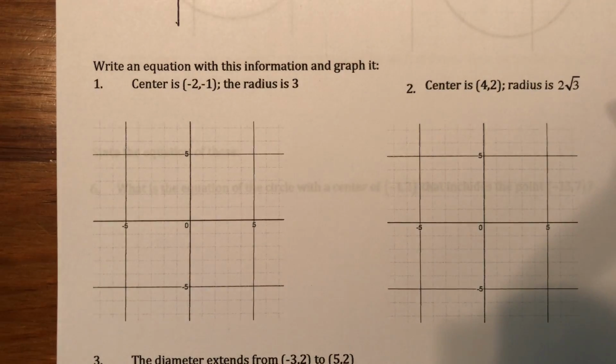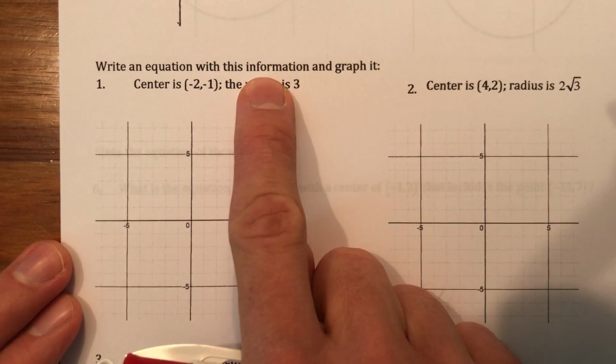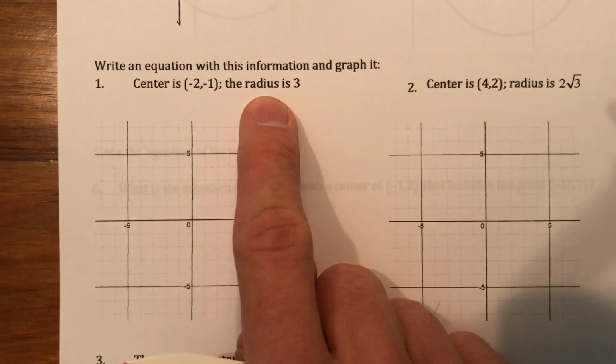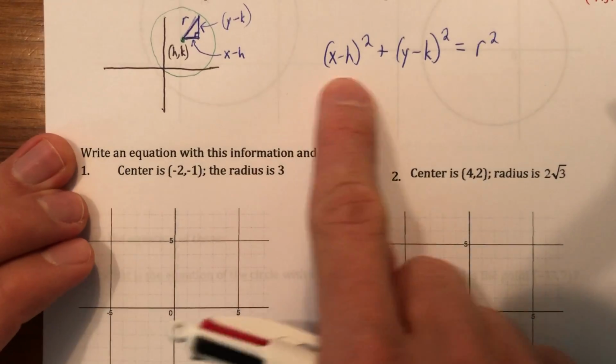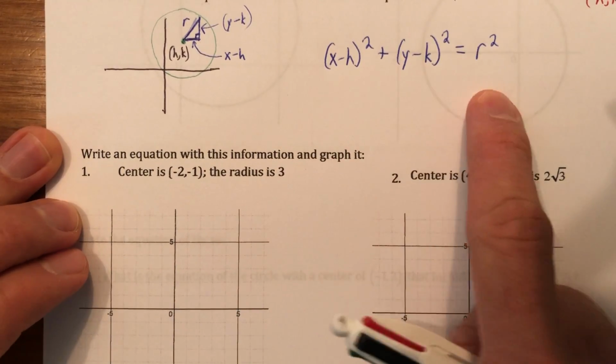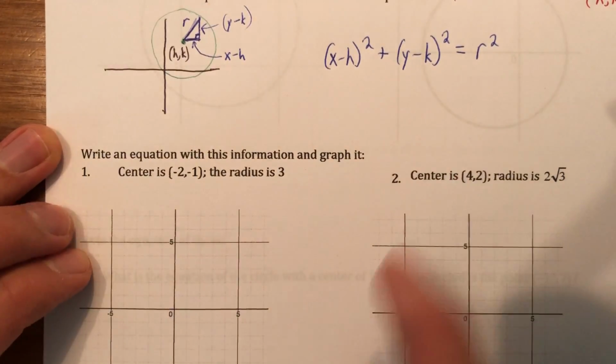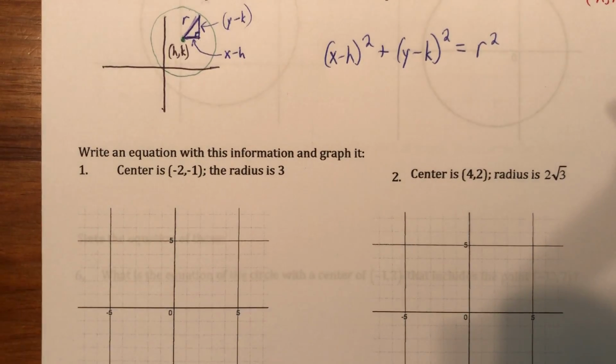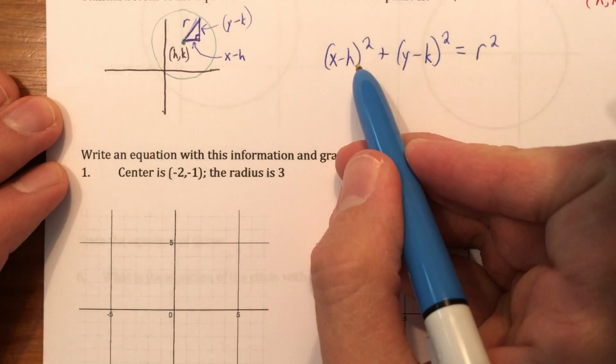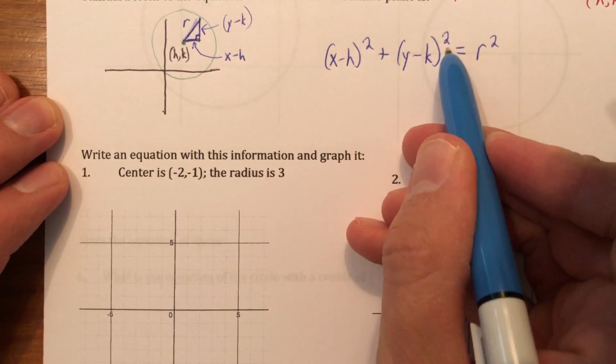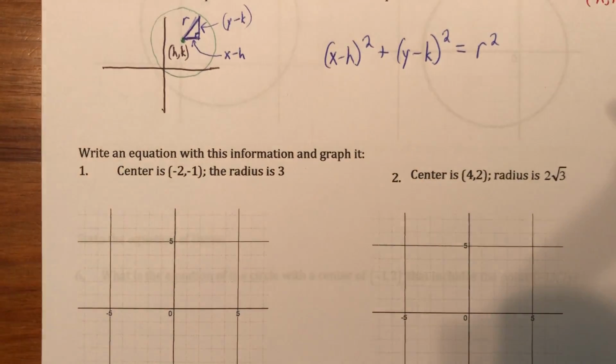So when I have to write an equation with the information they give me, and then I'll graph it, well, let's actually just go back to the standard form of a circle, because that's what this was. That's what we were figuring out. So the standard form of a circle is x minus h squared plus y minus k squared equals r squared. Okay, so let's go ahead and just piece this together.